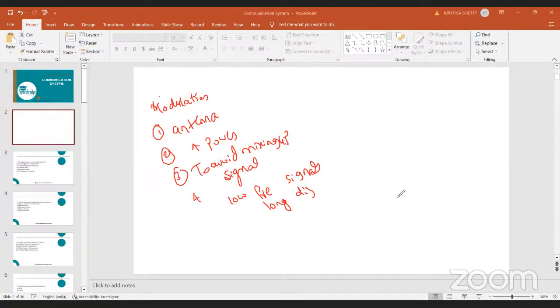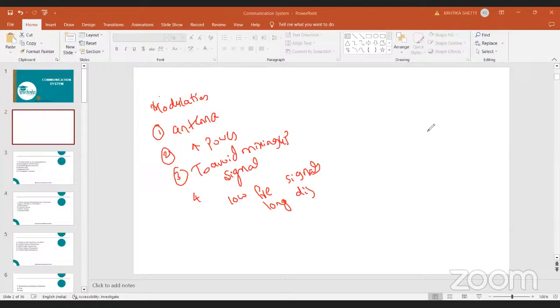Now demodulation. What is demodulation? We define it as the process of retrieval of information. It is called demodulation. So the reverse process of modulation is demodulation.